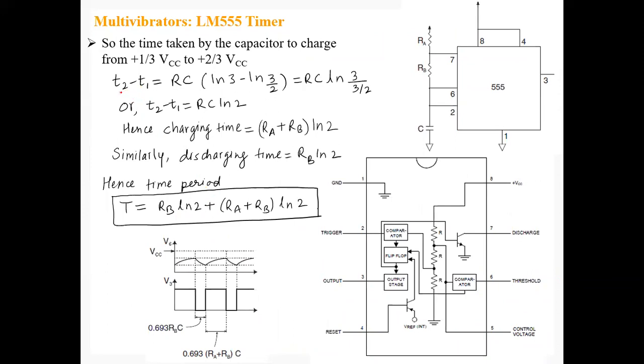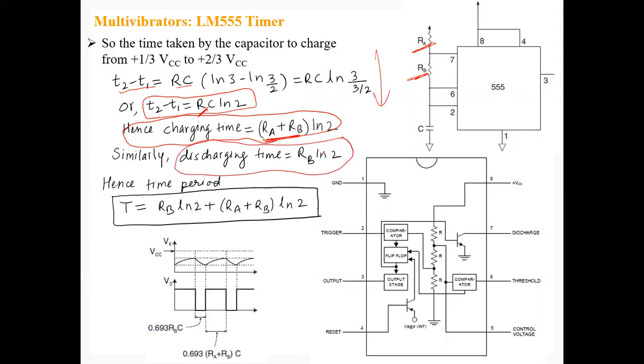So your charging time is T2 minus T1 equals RC ln2. But during the charging process, what are the resistors here? You have two resistors in series. That's why your R is RA plus RB. That's your charging time. In the same way, if you do the same method again, your discharging time will be RB ln2. It makes sense because it discharges through RB, right? And this one charges through RA and RB. That's why you have (RA plus RB) ln2.